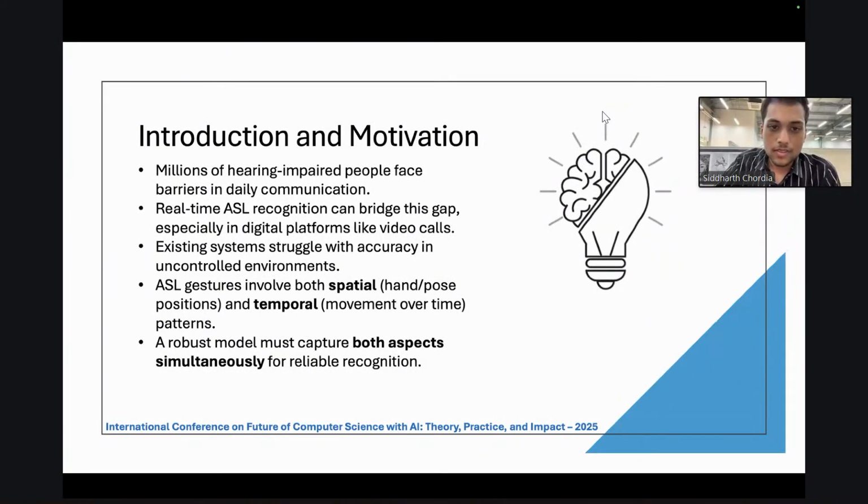There are millions of people with hearing impairments, and hence American Sign Language recognition methods are very much needed for them to represent themselves in video calls and conferences, say online meetings, corporate meetings, etc. American Sign Language gestures include both spatial aspects, like the hand and pose movement positions, and their temporal sequence, like how they move over time. Both aspects need to be captured simultaneously.